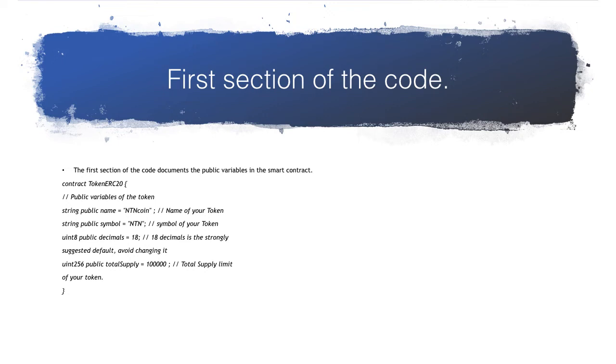You can basically set the total supply of the crypto tokens. So here we've set it to 100,000. So 100,000 tokens exist on the network, which can be sent amongst different people on the network.